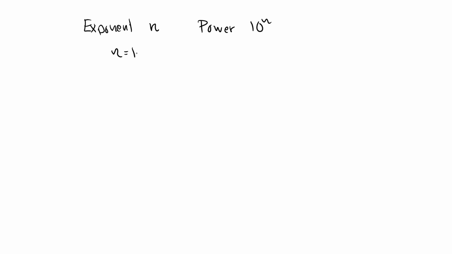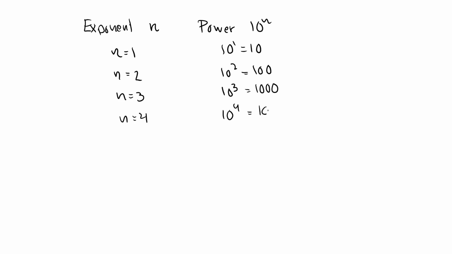If n is 1, then the power 10 to the 1 is 10. Increasing n to 2, and the power will be equal to 10 to the 2, which is 100. n equal to 3 gives us 10 to the 3 or 1000 and so on. We have created a map from n to the power 10 to the n. n equal to 1 is mapped to 10, n equal to 2 is mapped to 100, and so on.